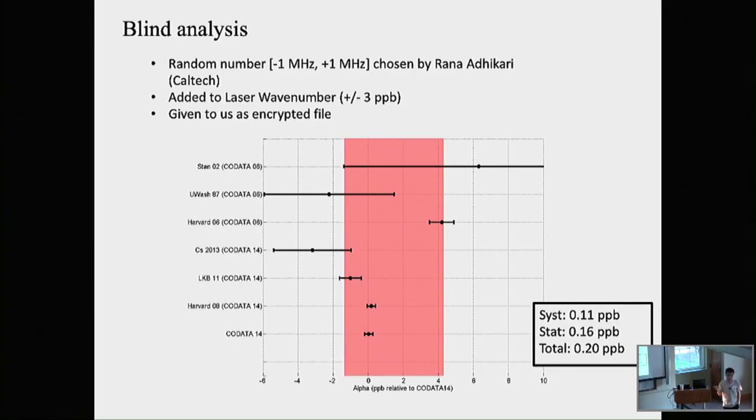We also adopted a blind analysis protocol. How did we do that? Professor Rana Adhikari from Caltech added a random number into our wave frequency. So when we were taking data and checking the systematic effects, we used that wave frequency to calculate alpha, so we don't know where alpha lies in this band. After we were confident about our result, Rana would give us this random number, and then we would review our result and submit it without changing it.